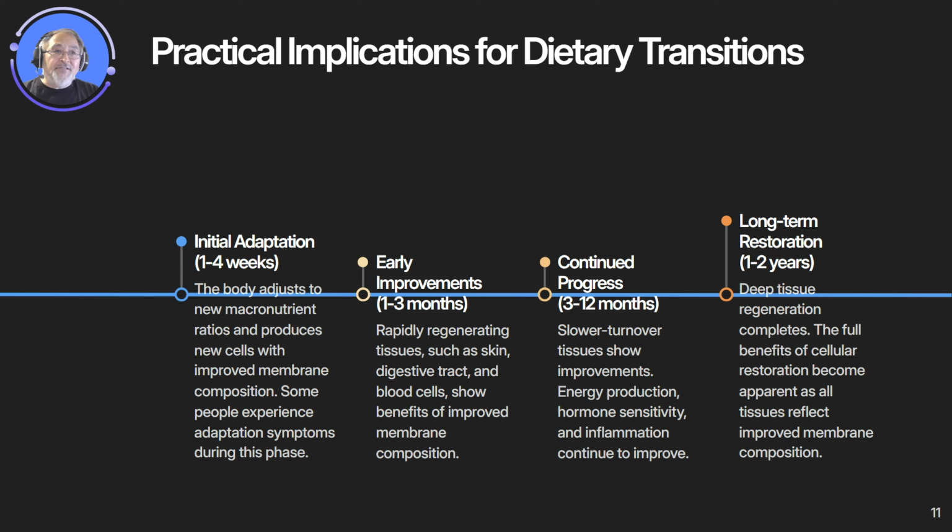Deep tissue regeneration completes. The full benefits of cellular restoration become apparent as all tissues reflect improved membrane composition. This progressive timeline explains why patience matters when making significant dietary changes. The most profound benefits often emerge after complete cellular turnover. You'll see a lot of great benefits early on, but give yourself time for everything to come into play.